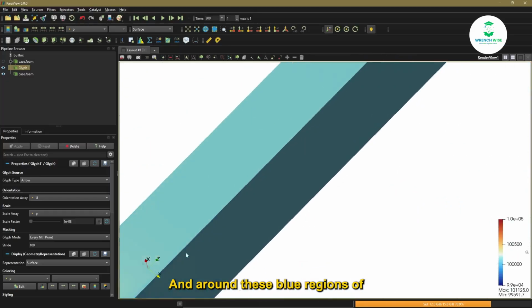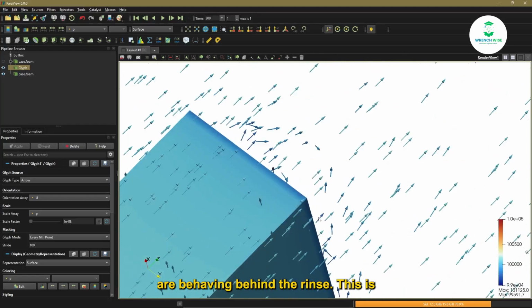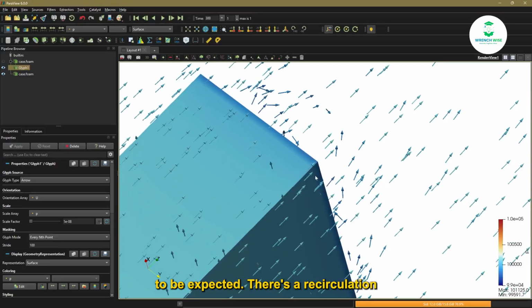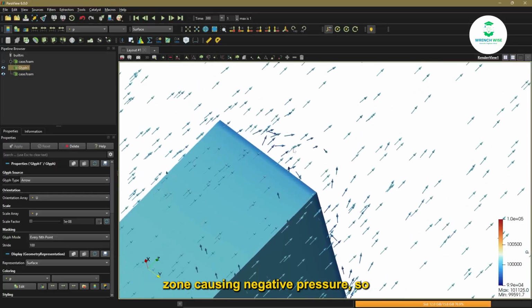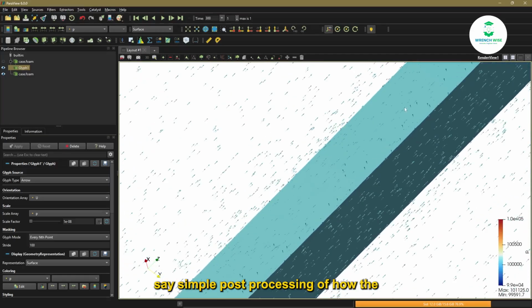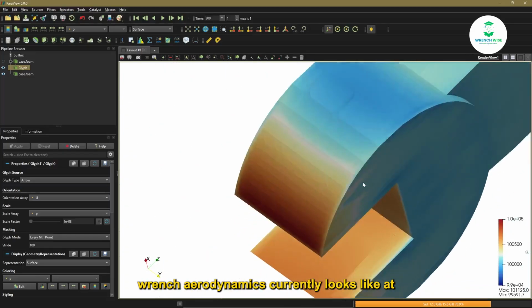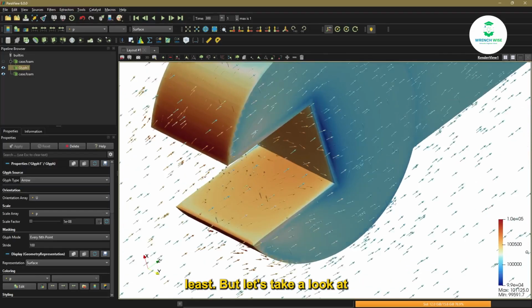And around these blue regions of pressure, I'm very interested in how they are behaving. Behind the range, this is to be expected. There's a recirculation zone causing negative pressure. Great. So this is the simple post-processing of how the range aerodynamics currently looks, at least.